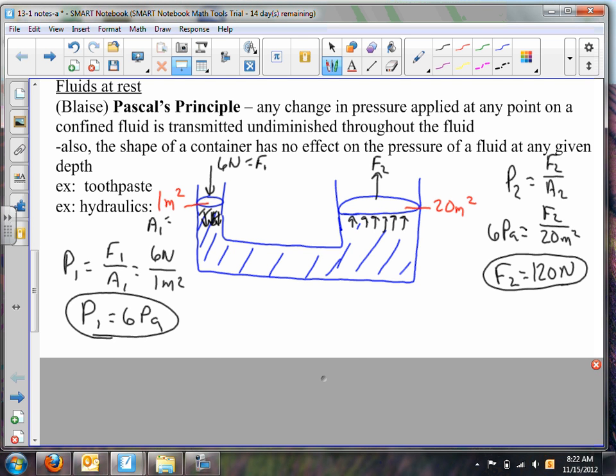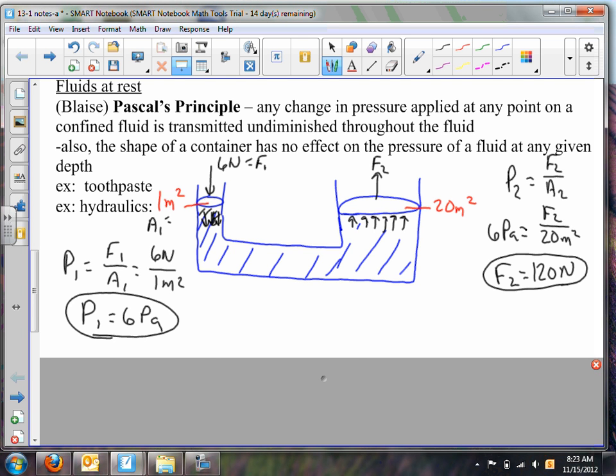So by simply adding a force of 6 newtons here, I can lift 20 times that, 120 newtons. This is how those lifts in car dealerships work when you need to get your oil changed. You apply a small force, but that gets magnified. In this case, the mechanical advantage is around 20, because you're getting 20 times the force for what you applied.